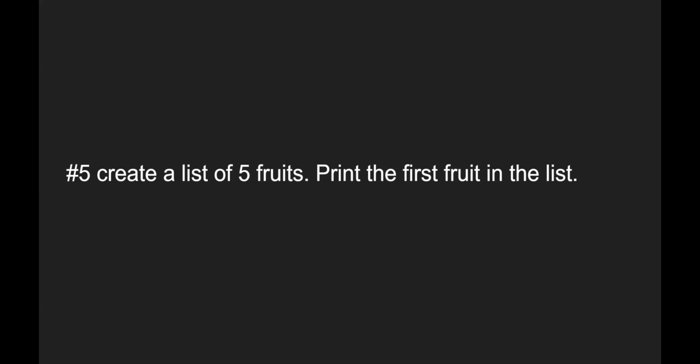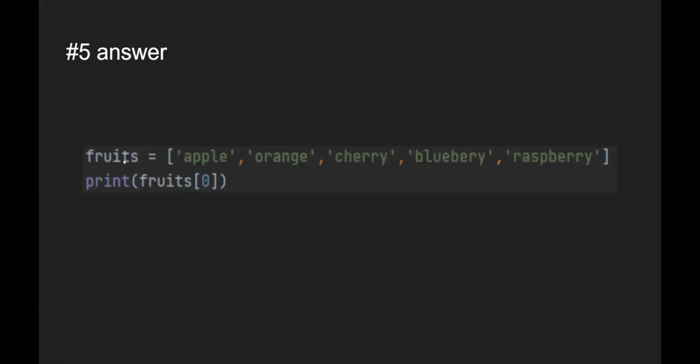So first we have to make a list called fruits, and then we just put apple, orange, cherry, blueberry, and raspberry. You can put anything in there. And then to print the first thing in that list, which was apple, we had to print fruits and then in brackets 0, because apple is at the 0th index in the list, because we always go from 0, 1, 2, 3, 4, 5, on and on. So we print fruits and then 0.